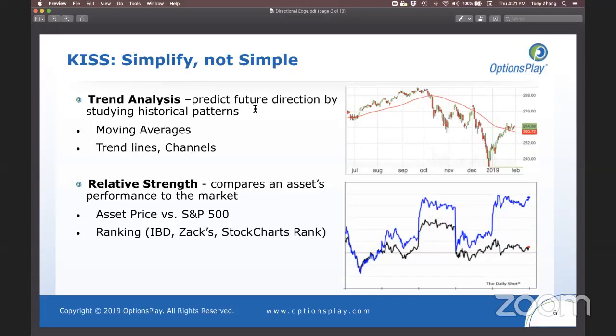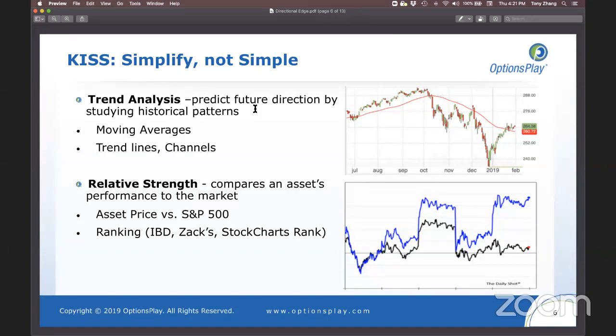But trend analysis is really the ability to look at an asset against itself and get a sense for where it's going to head in the future. Conversely, just looking at an asset against itself sometimes is not enough. That's why we use relative strength. Relative strength, instead of calculating the performance of an asset against itself, compares the asset's performance to the broader market. And this gives us a sense for whether a stock is underperforming or outperforming the overall market.